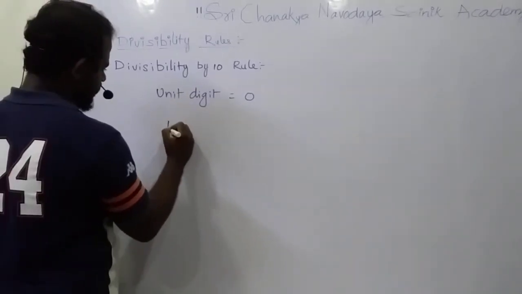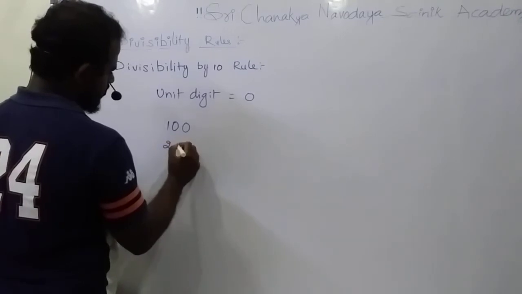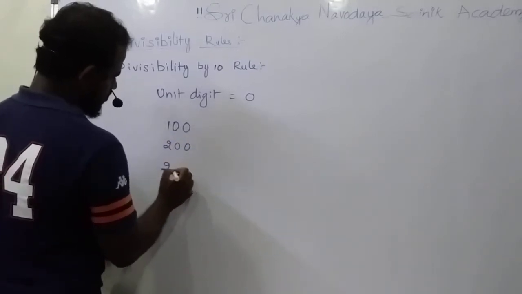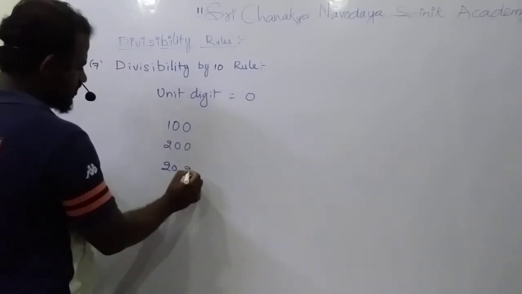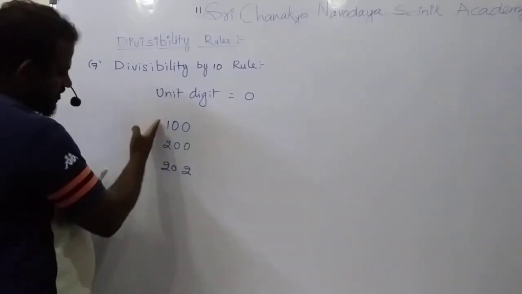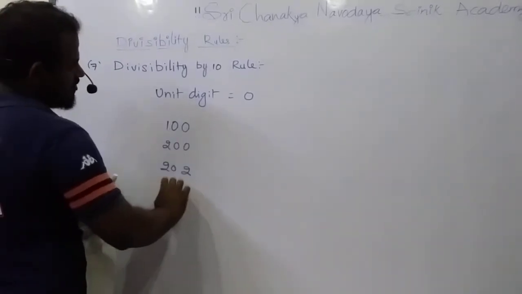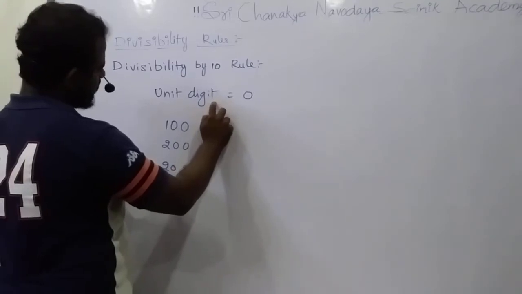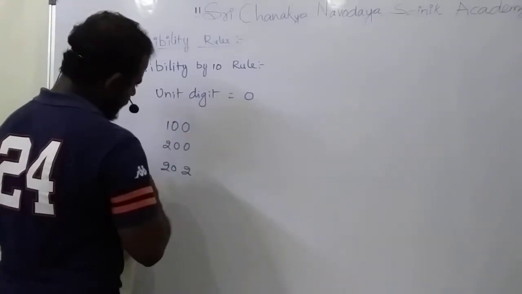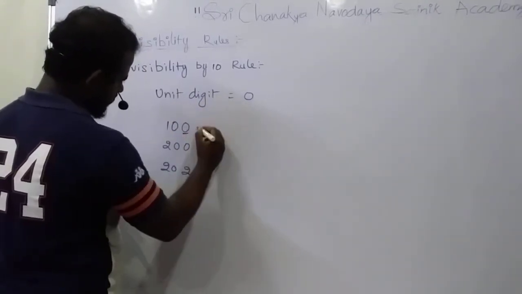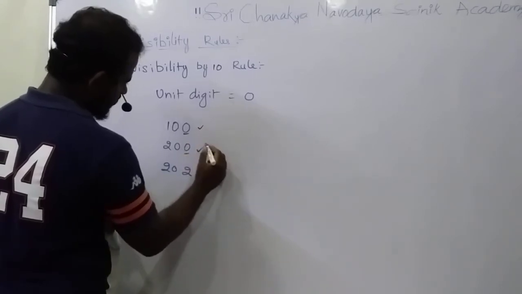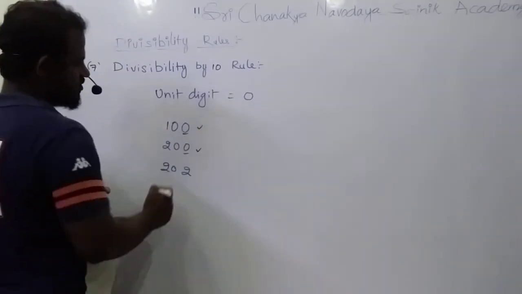Suppose let's take an example: 100, 200, 202. So these are the 3 numbers. We'll check which of these 3 numbers is divisible by 10. So the criteria is that the unit digit is 0. In the first number the unit digit is 0. Yes, it is divisible by 10. Here also the unit digit is 0. It is also divisible by 10.